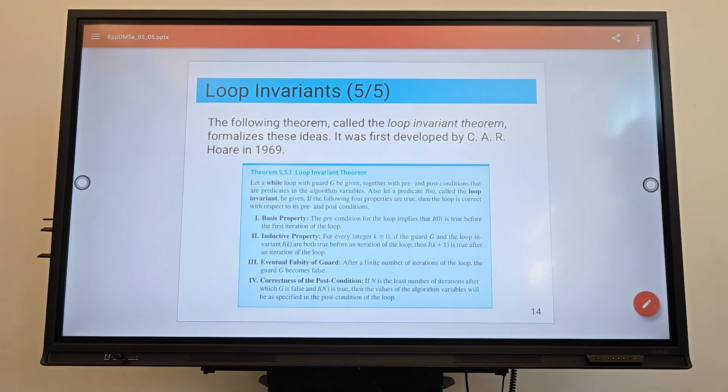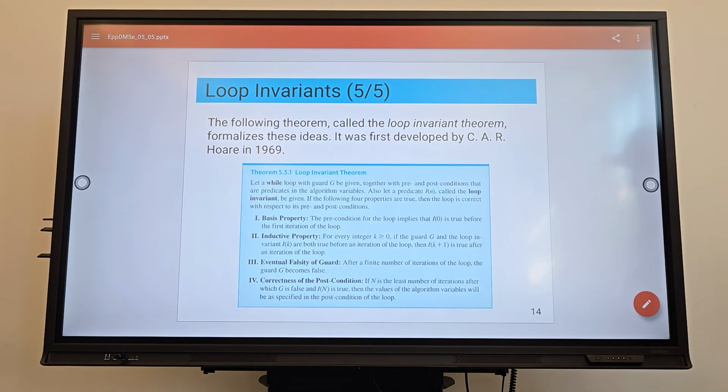The following theorem, called the loop invariant theorem, formalizes these ideas. It was first developed in 1969. It says, let a while loop with guard G be given, together with pre- and postconditions that are predicates in the algorithm variables. Also let a predicate I of n, called the loop invariant, be given. If the following four properties are true, then the loop is correct with respect to its pre- and postconditions.